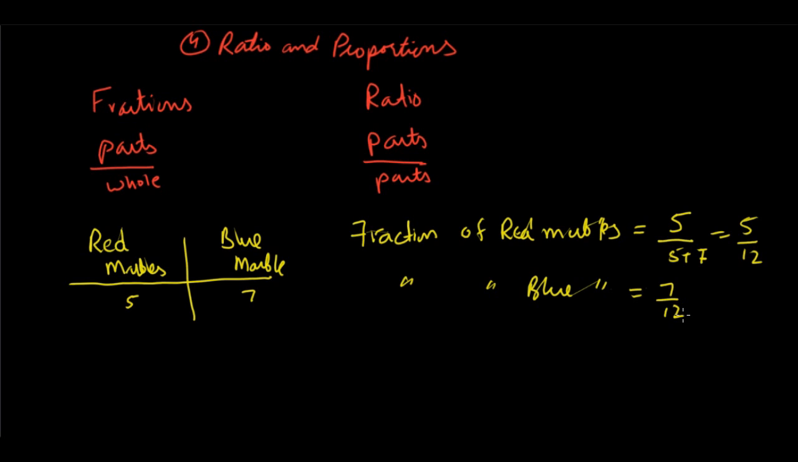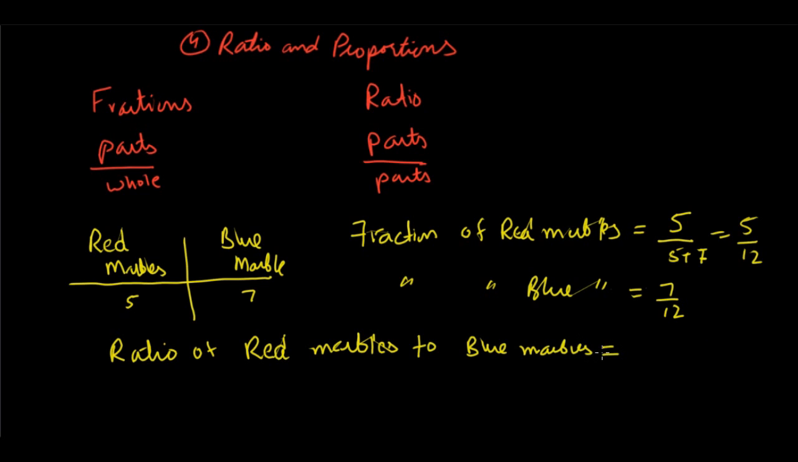Alright. So what about ratios? One common way a ratio would be referred to is ratio of this to that. So in this example, let's say we call the ratio of red marbles to blue marbles. We know the red marbles are 5 and blue marbles are 7. So the ratio we call it is 5 to 7.